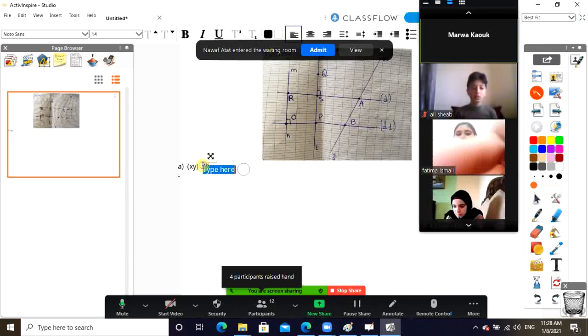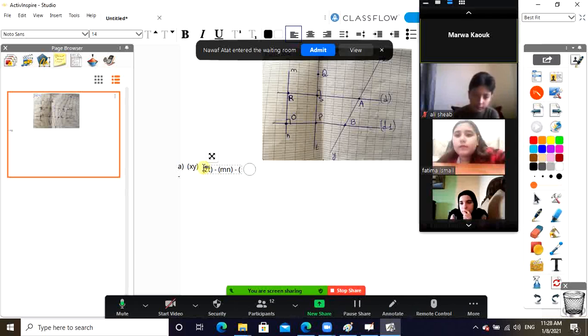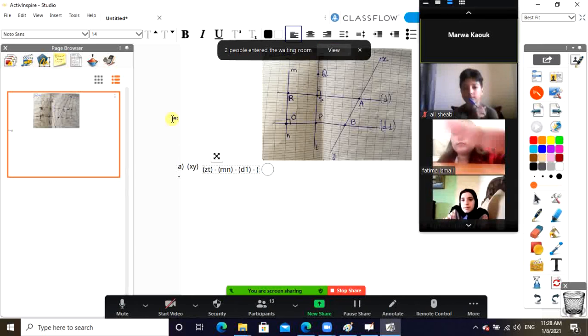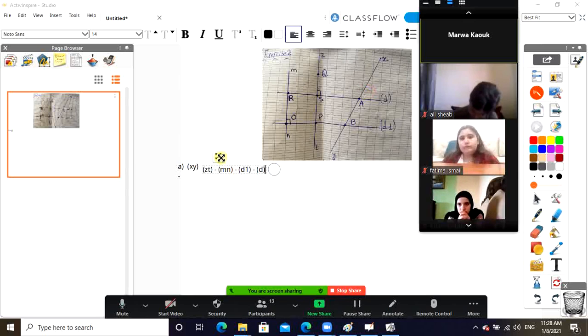Also, other than the ZT. (MN). Other than MN. (D1). Did you see? She didn't say DB or D1A. So D1 alone is a straight line. Continue. Other than D1. (D). Okay. And also we have D. These are all the straight lines from this figure, okay?